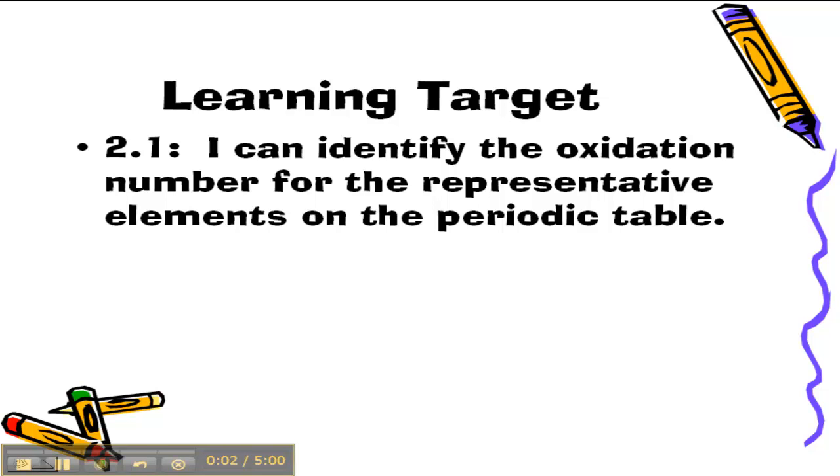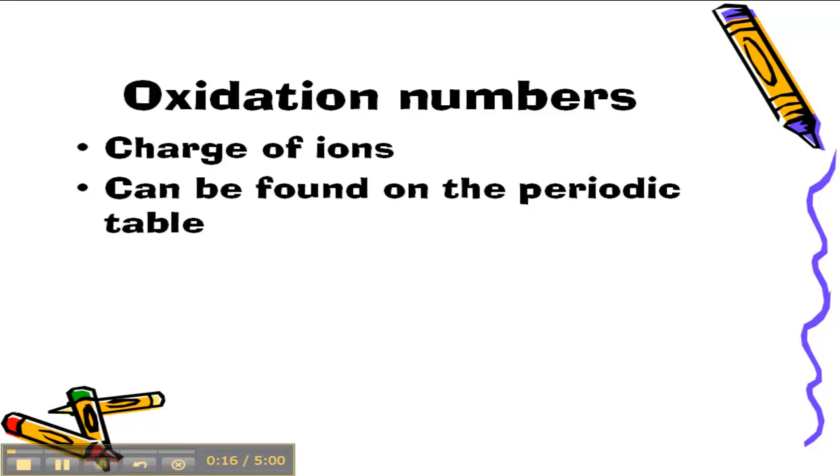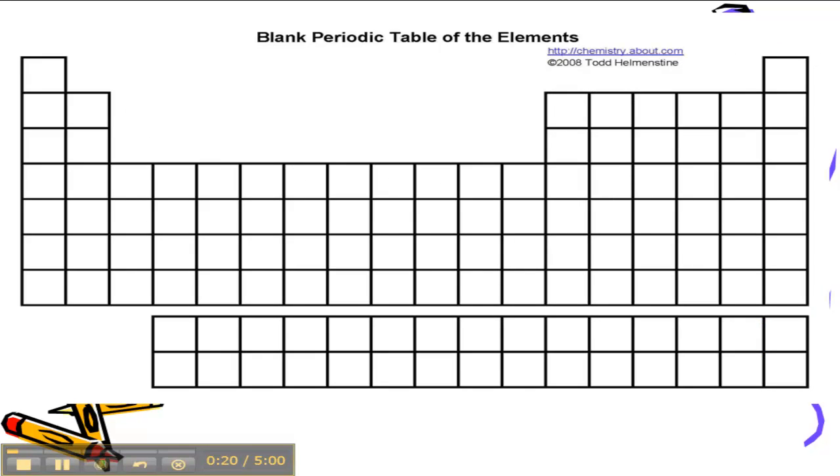Our learning target: I can identify the oxidation number for the representative elements on the periodic table. So you'll need your periodic table in just a minute. An oxidation number is a charge on your ion, a positive or negative charge, and we can use our periodic table for general patterns. So here's your periodic table, so make sure you're labeling things as we go through.